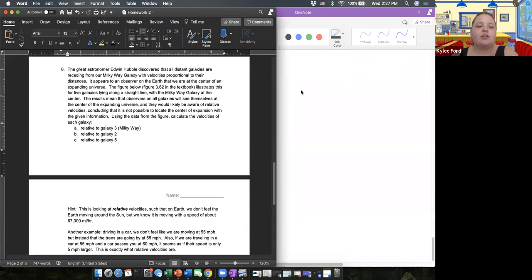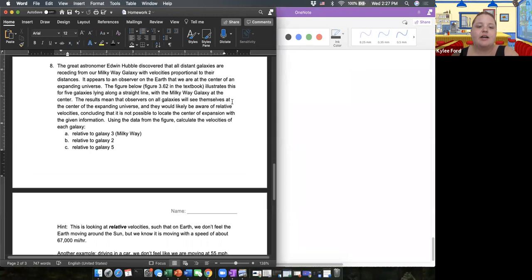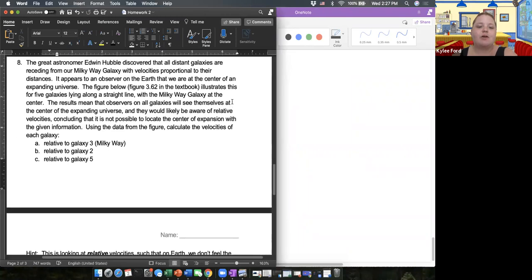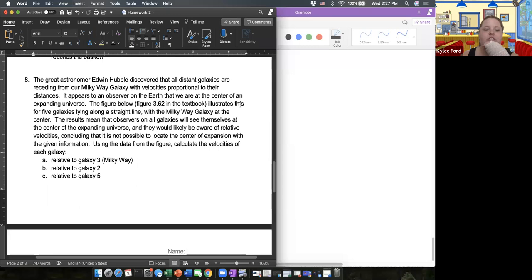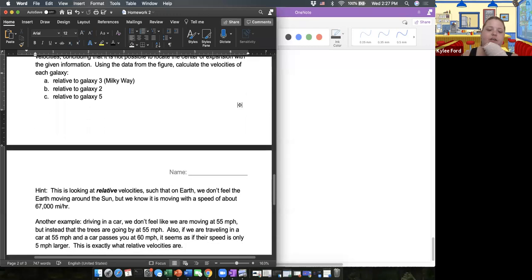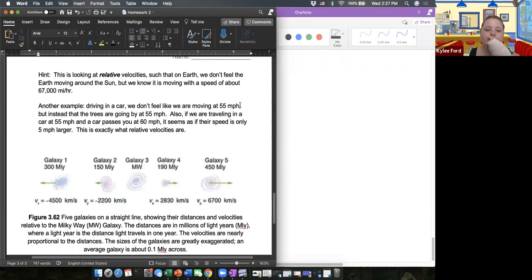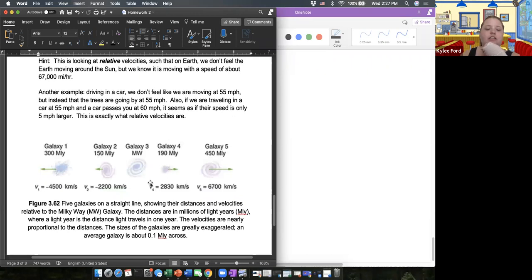All right, so let me look at number 8. Okay, so number 8, I didn't really talk about it much in the lecture, so this would be a good time to kind of go over it. Okay, so we are looking at, excuse me, these velocities here of galaxies, okay? And we want to know about relative velocities.